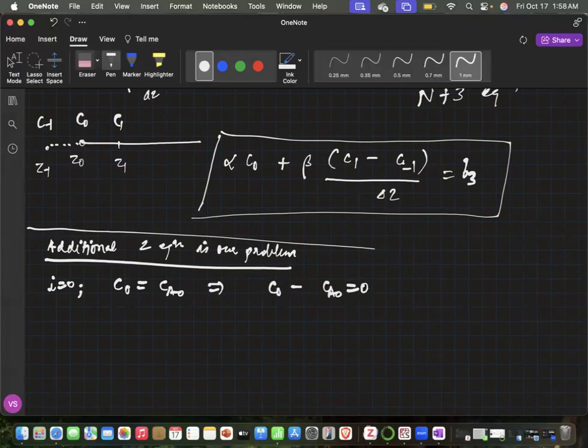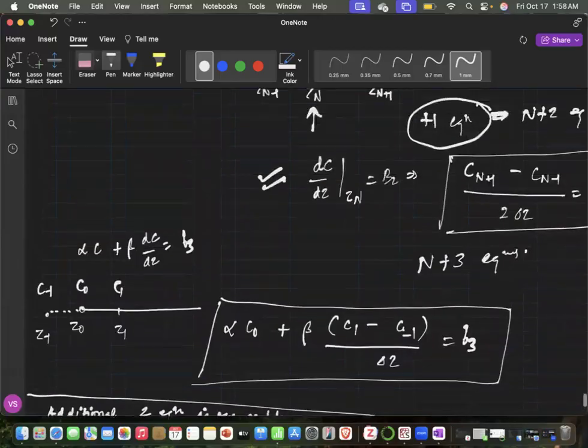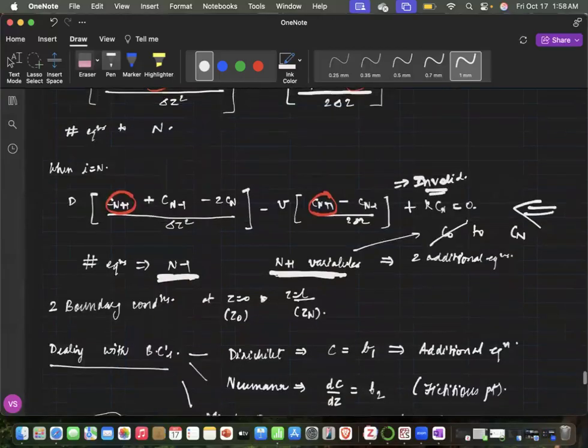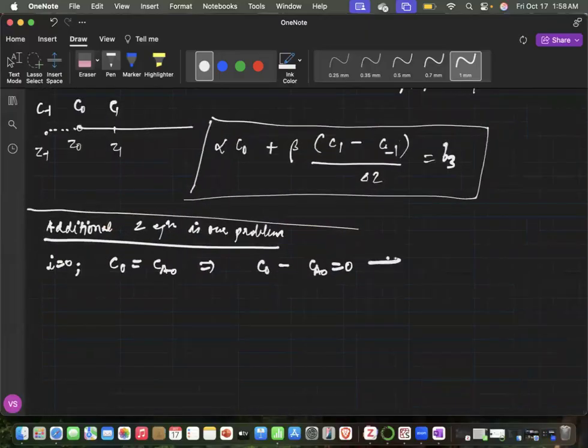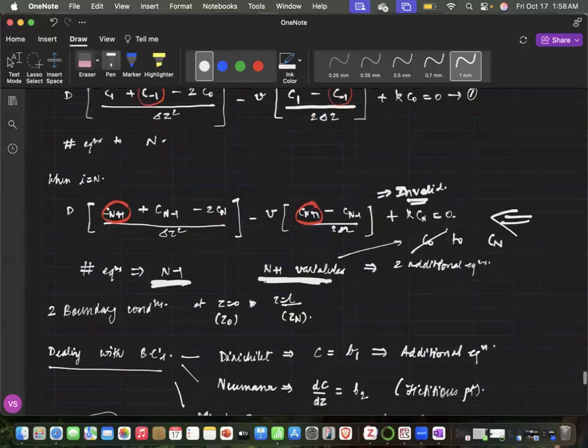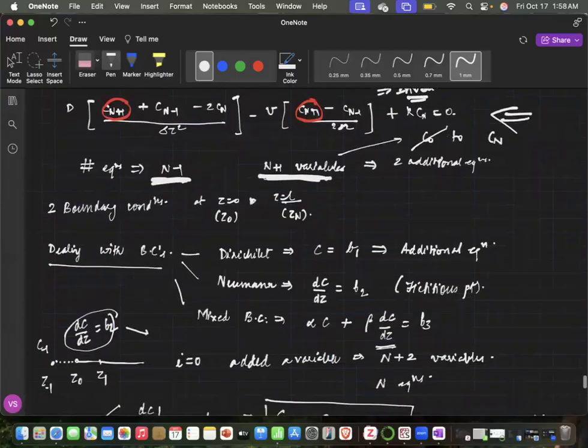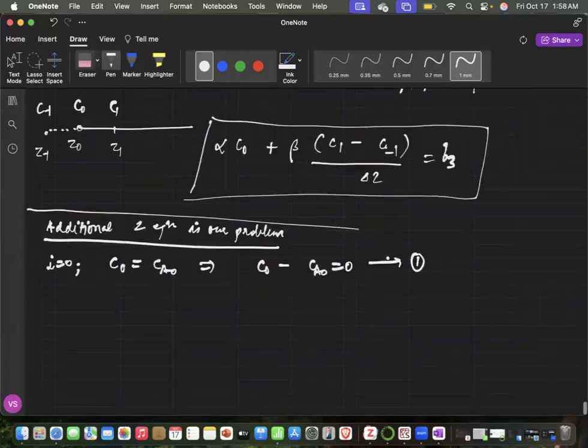Okay. So there are two ways that you can deal with this. You could either say that we have n plus 1 variables, and this is an additional one equation, right? So that means this acts as an additional equation. Or you could modify the equation at i equals 1. So that's the second thing that you can do.